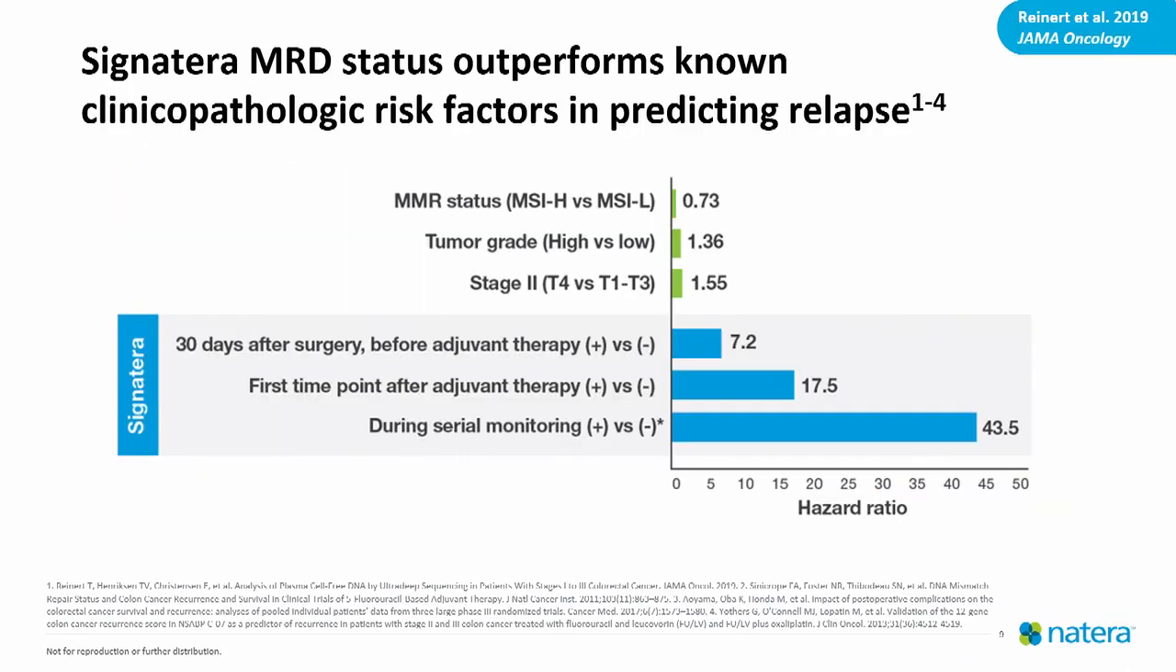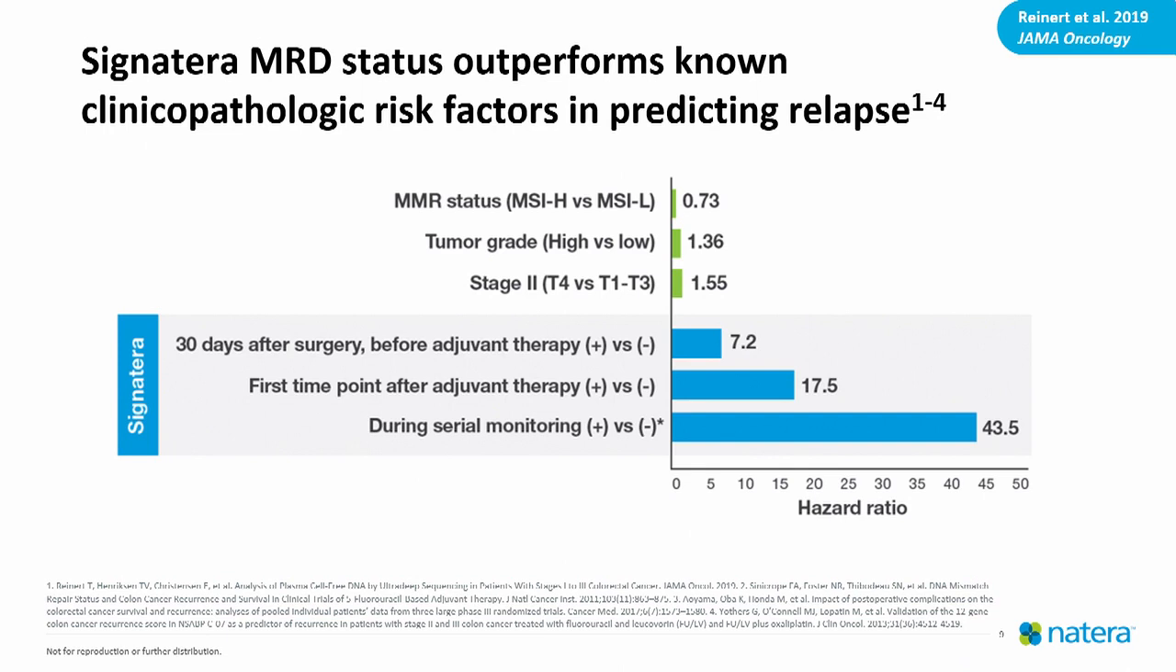And what we can show here is that patients who are ctDNA positive after surgery have a hazard ratio for recurrence of 7.2. And just to put that into context, what that means is that if somebody's ctDNA positive after surgery, they're 7.2 times more likely to recur than if they were ctDNA negative. If a patient is ctDNA positive after finishing adjuvant therapy, they're 17 times more likely to recur. And if they become ctDNA positive during the surveillance setting, they're 42 or 43 times more likely to recur.